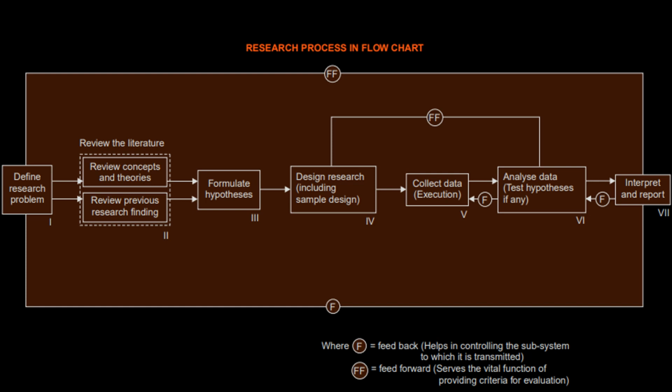In the fourth step, we have to design research on the basis of our formulated hypothesis. Then in the fifth step, we have to collect data about the problem. Then in the sixth step, we have to analyze the data that we have collected previously. And in the last step, the seventh step, we have to interpret and report the data in the form of a thesis or normal report. So this is the research process in brief, and we are going to study it stepwise.